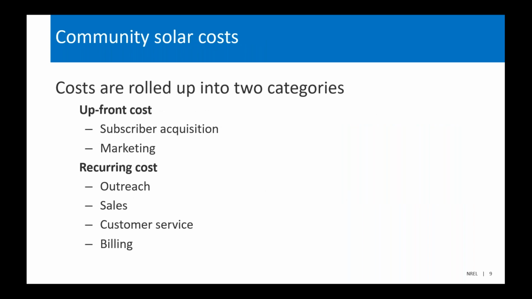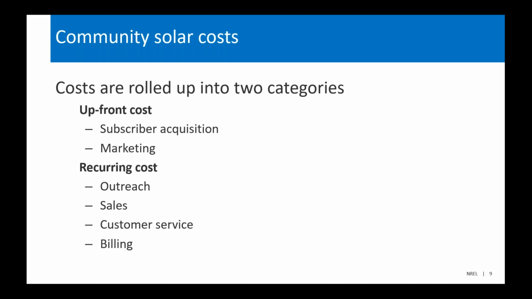So as with the other financial models in SAM, we've tried to design the community solar model to have enough detail to cover different modeling scenarios, but not so much detail that it's too difficult to learn and use. So with that in mind, we've divided the community solar costs into an upfront cost in year 0 of the project cash flow, and then a recurring cost that occurs in years 1 through the project life.